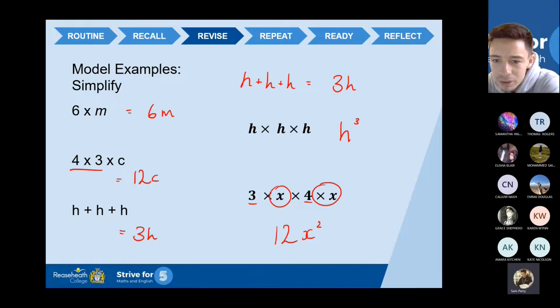I believe lots of you got your answers filtered through. I'm going to wait a little bit longer just to allow them to come through. Yeah, when we add them, the number comes first. And then if we're timesing them, we have a little power to the power of, for example. So h plus h plus h is 3h. H times by h times by h gives you h cubed.